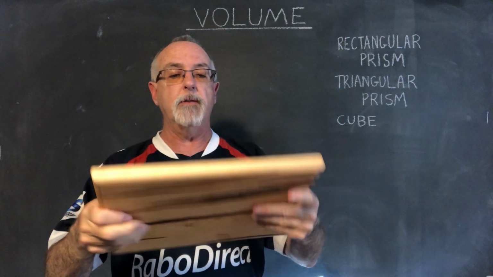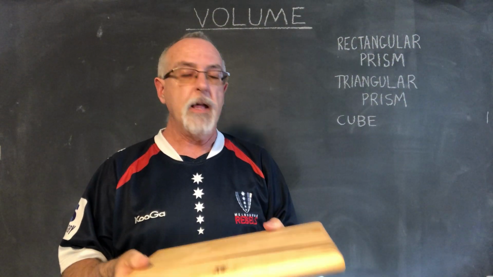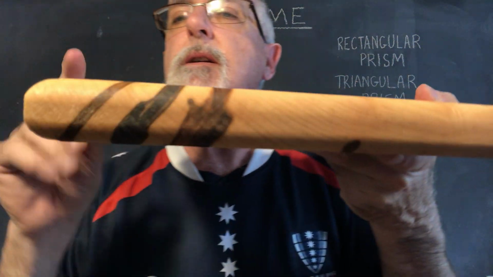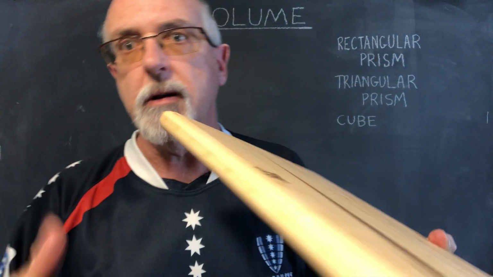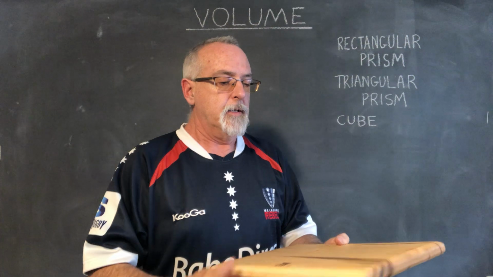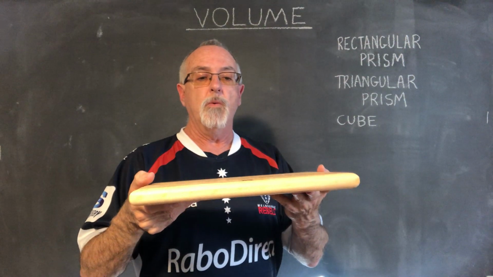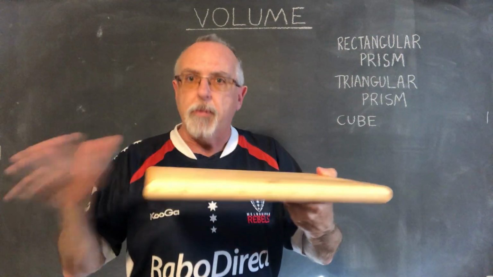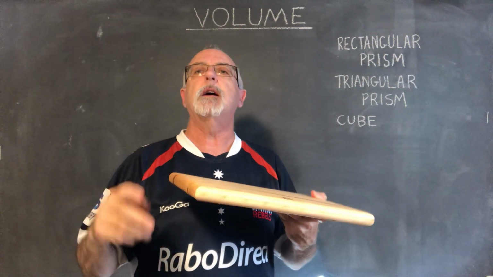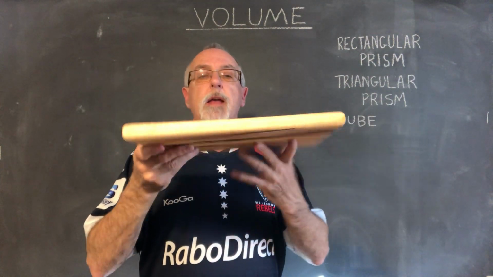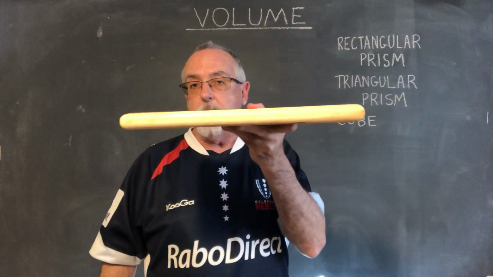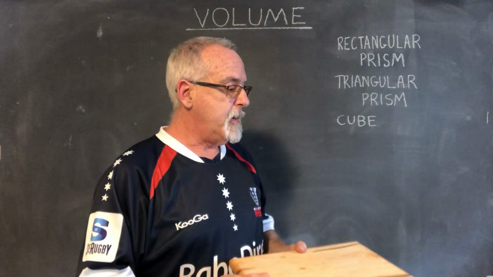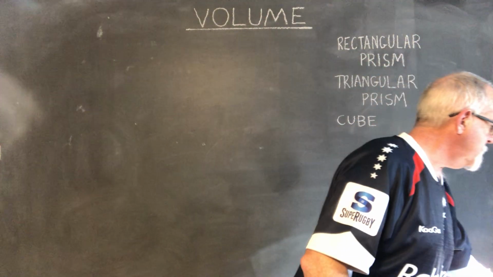This is a nice piece of ambrosia maple. It's not a perfect rectangular prism because if you look at it closely, you see that the edges are rounded, which is something I did on purpose. But it is still a rectangular prism. Even though it's quite flat, it is not paper thin. It has a thickness, it has a volume, and we can calculate the volume of this and any other rectangular prism that we want.